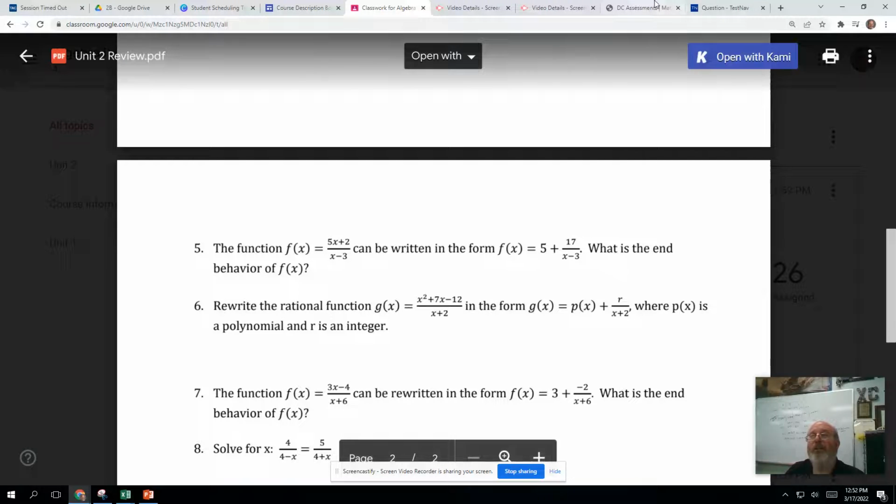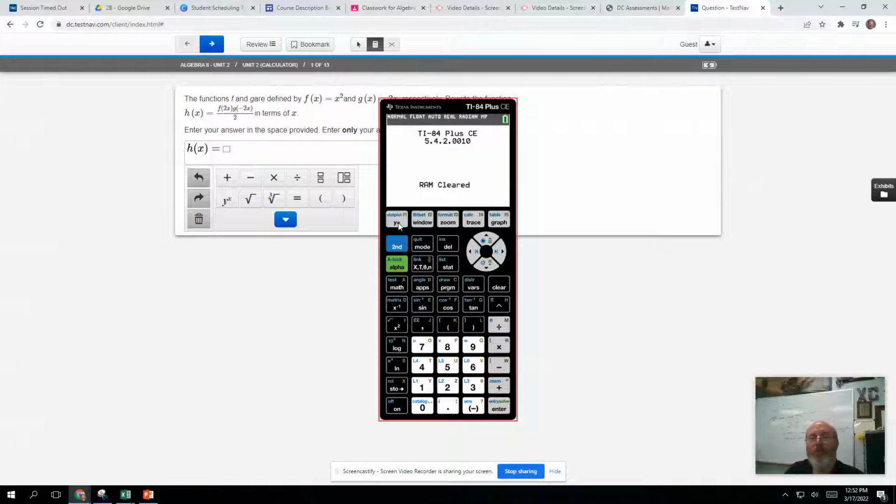So we're going to plug this function into the calculator. 5 plus 17 over x minus 3. I'm going to go to y equals. I'm going to type in 5 plus 17 divided by, and I'm going to put the denominator in parentheses because it won't read it right if I don't. x minus 3. When I hit graph, there it is. Now watch this. I want to know what the end behavior is. I want to know what the y values are when the x values get really, really large. That's what the end behavior is.